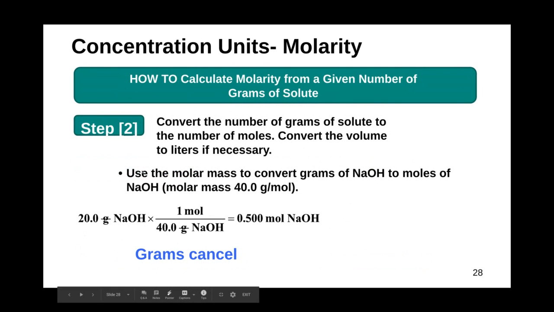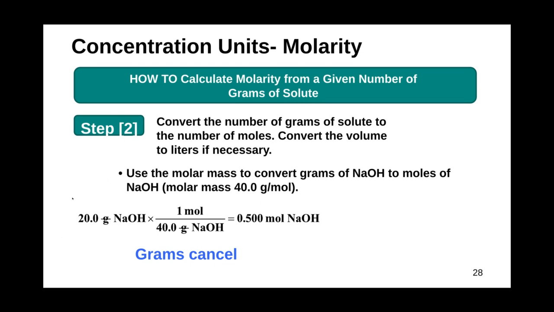So the first thing we're going to do is use the molar mass to convert grams of sodium hydroxide into moles of sodium hydroxide. So we head over to the periodic table. The molar mass of sodium hydroxide is 40 grams per mole. So you sum the 16 plus 1 plus 23, which gives you 40. That's how we get the molar mass of sodium hydroxide, something we talked about a few classes ago at this point. So 1 mole of sodium hydroxide has 40 grams, right? That's how we express that.